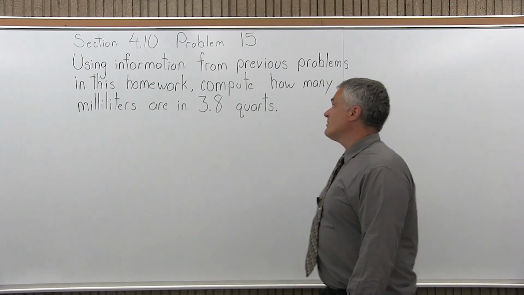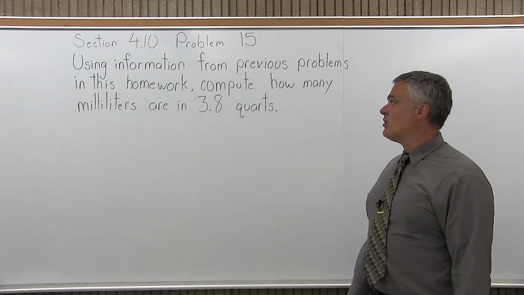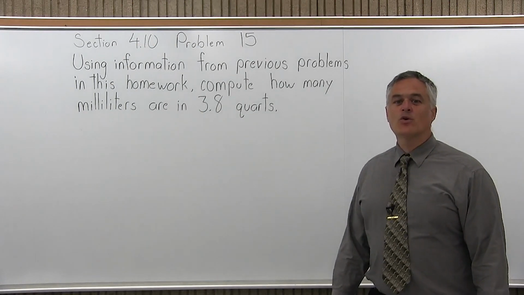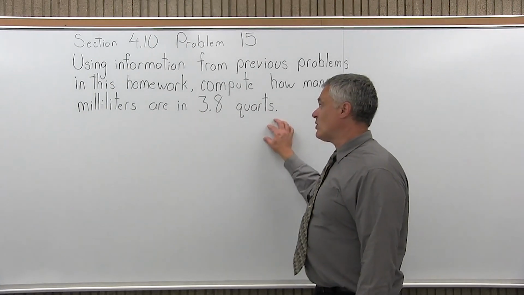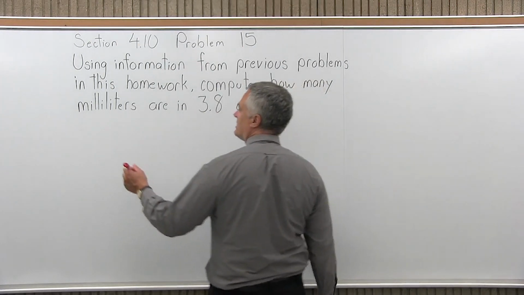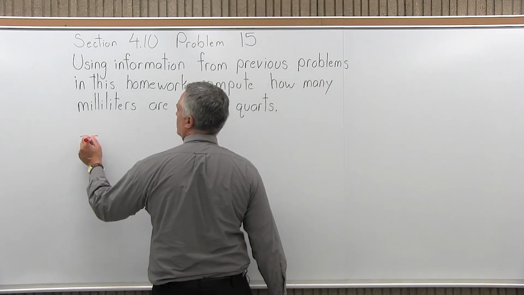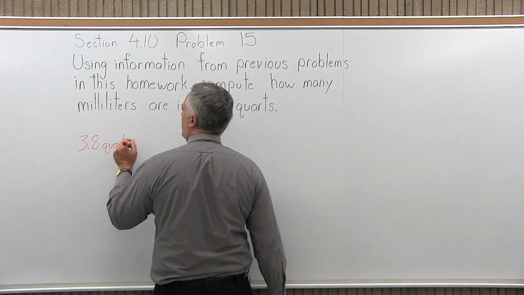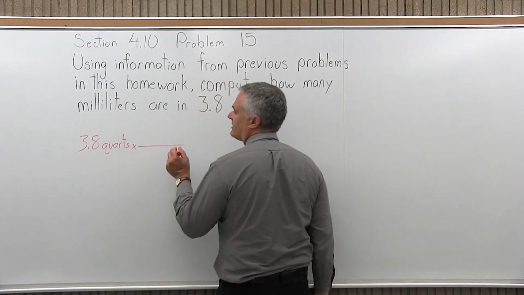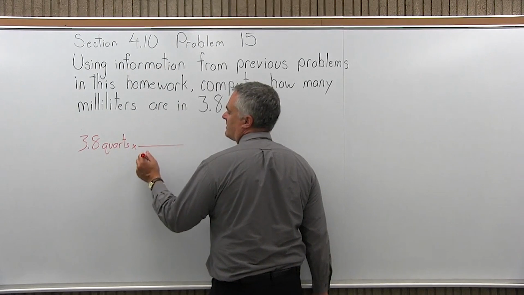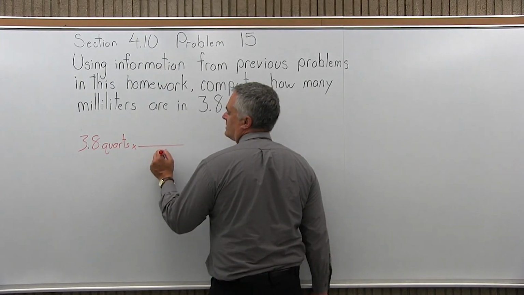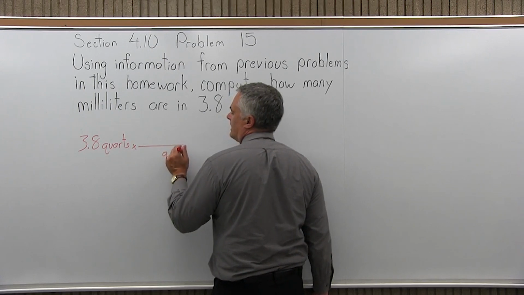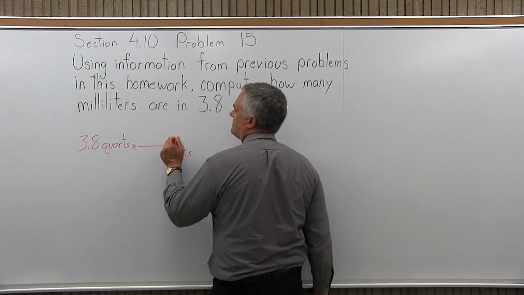It says, using information from previous problems in this homework, compute how many milliliters are in 3.8 quarts. So I want to convert quarts to milliliters. Typically what we do is we start with the given amount, and I want to multiply that times something that will make the units cancel and make what I want show up. So I want to cancel the quarts, and what I want to show up is the milliliters.